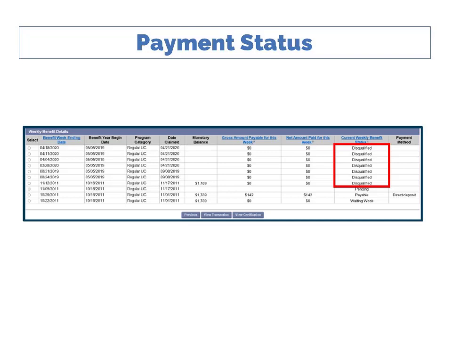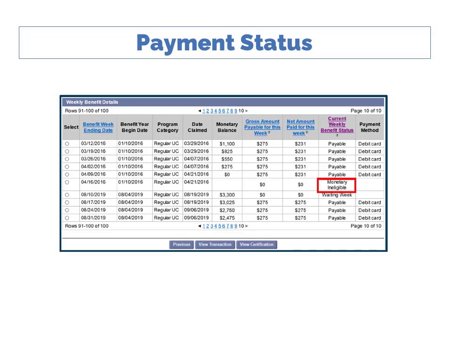If the status says Disqualified, it means you have been determined ineligible to receive benefits for that week. You should check your non-monetary determinations in your inbox to find out the reason for disqualification.